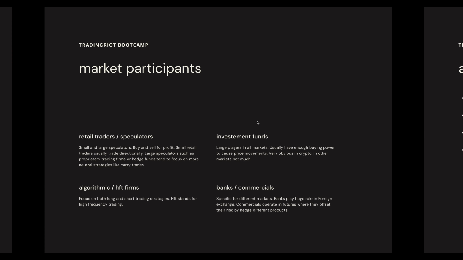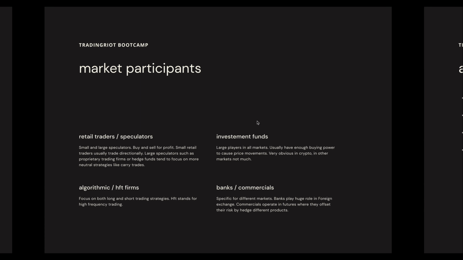The investment funds then stick to a long-term game and trade a variety of assets to diversify their exposure. A lot of the time they are just using markets for hedging purposes. The algorithmic and HFT firms are interesting due to how big a portion of the market they take now. Especially the HFT firms make a large chunk of intraday volumes across all the markets.